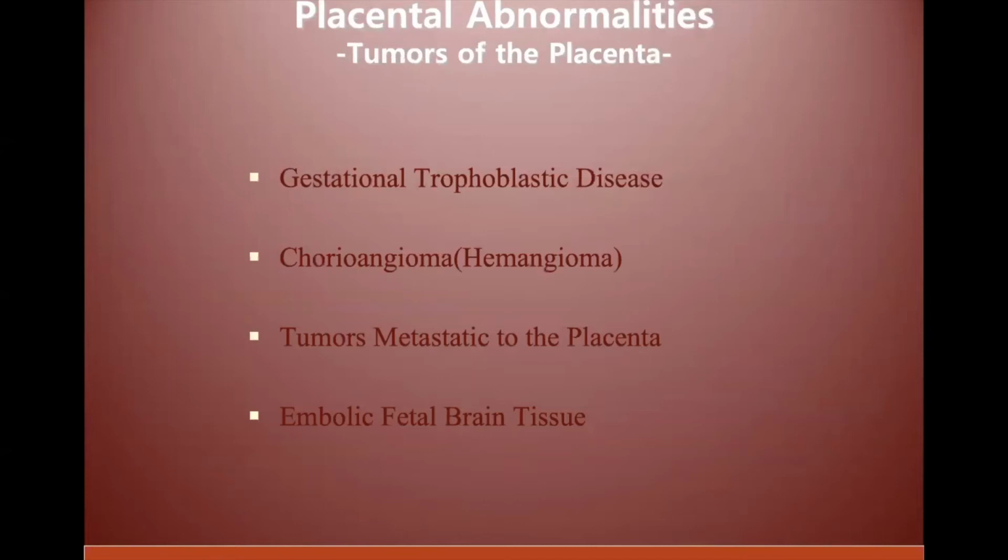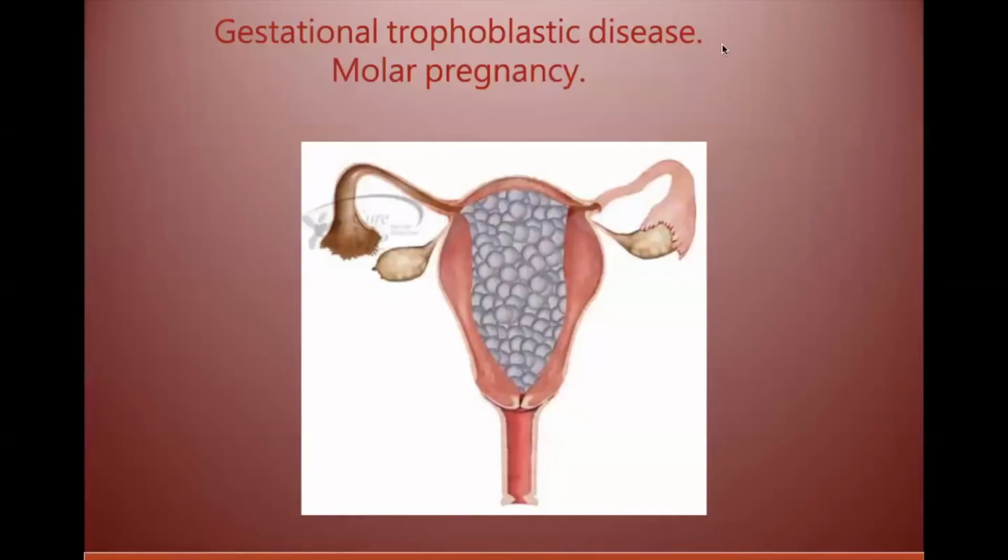Tumors of placenta. We will talk about gestational trophoblastic disease, chorioangiomas, tumor metastatic to placenta, and embolic fetal brain tissue. Gestational trophoblastic disease is actually a diverse group of interrelated diseases resulting in the abnormal proliferation of trophoblastic tissue. These tumors result from abnormal fetal tissue rather than maternal tissue.